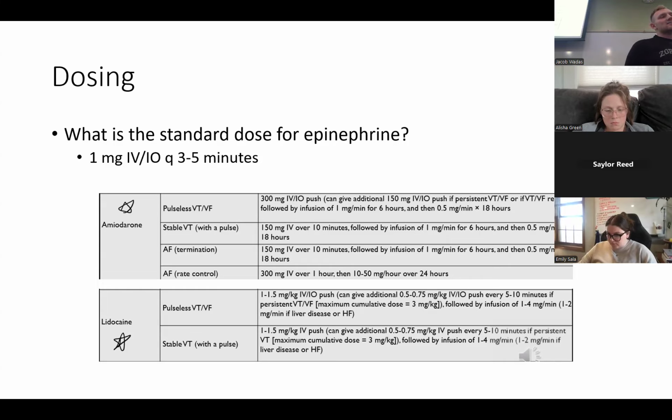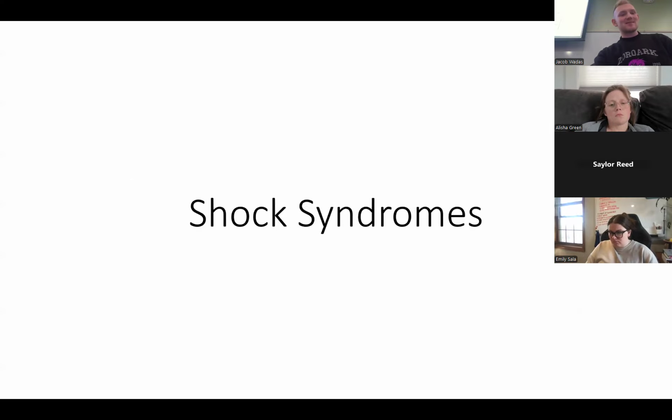And then just know the doses for the amiodarone and lidocaine. Those will probably be one question each. So just know, if we already used amiodarone, we go to lidocaine, or if we already tried lidocaine, we try amiodarone, and just know the doses. Unfortunately, you just got to know the dose for Dr. McMath. All right. Before I go over shock syndromes, does anyone have any questions on that? Anything, just stop me.